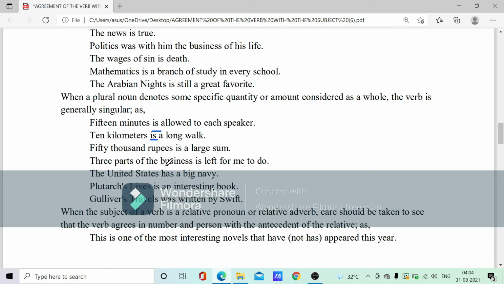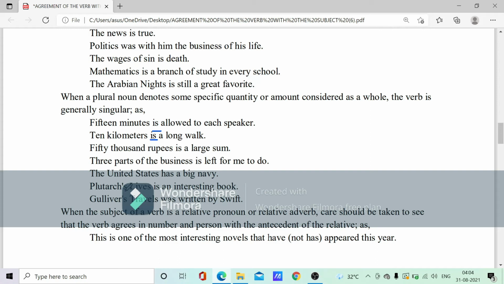The United States has a big navy. Again, United States taken as a whole. Not separately; its states are being seen together. Plutarch's Lives, again it's the name of a book, as usual I told you. Similarly to The Arabian Nights, Plutarch's Lives is the name of a book, and that's why "is" is written here, not "are". Gulliver's Travels, again it's the name of a book, and that's why it is written here "was", not "were".